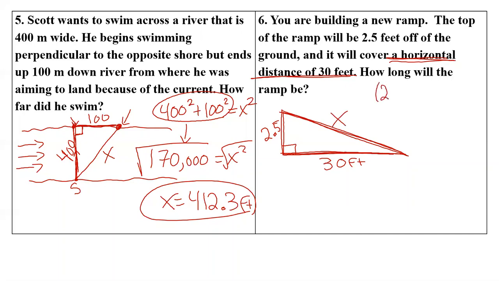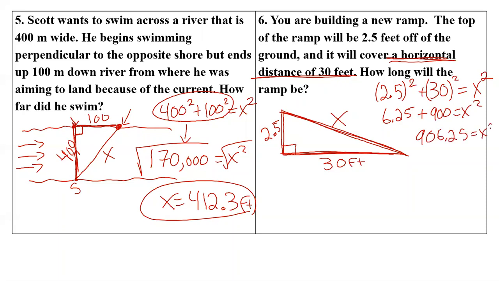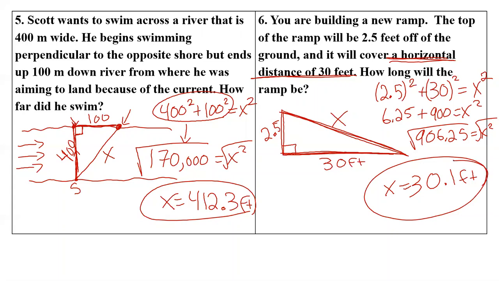So I take 2.5 squared plus 30 squared equals x squared. So 6.25 plus 900 equals x squared. Take the square root of both sides, x equals 30.1 feet. And those are your notes on the Pythagorean theorem.